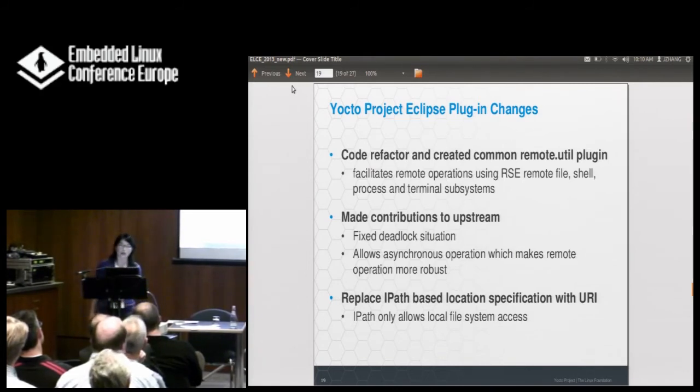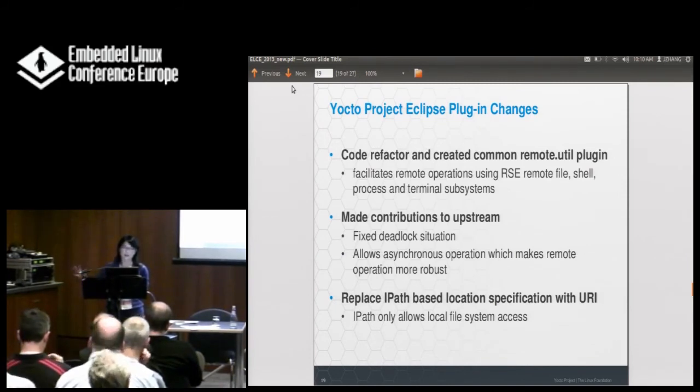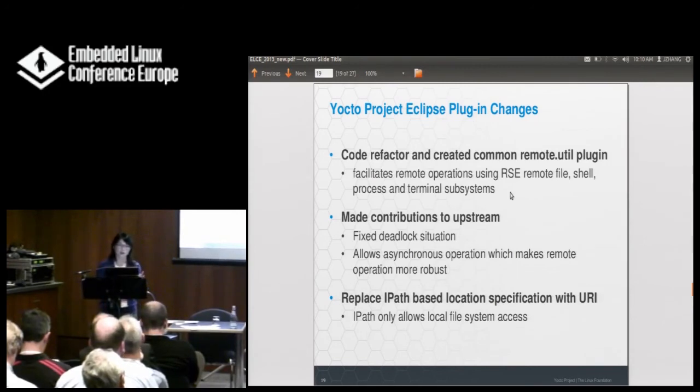First, we did a major refactor of our code and created this common remote util plugin. Originally with the Yocto projects, the remote tool support was scattered and coupled into different plugins. Now we extracted it out and created a standalone plugin, more like a utility plugin. Anything that interacts with the remote is going to require this remote util plugin, which gives you the common core of the remote interaction.